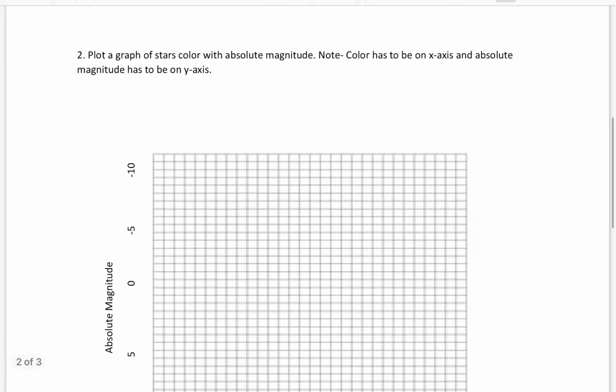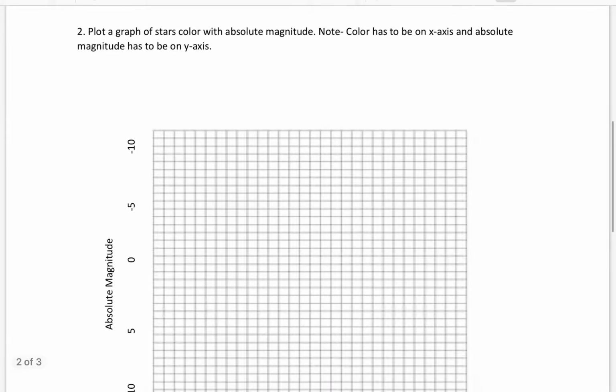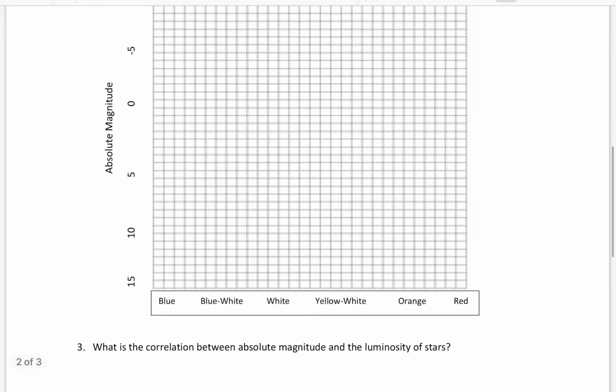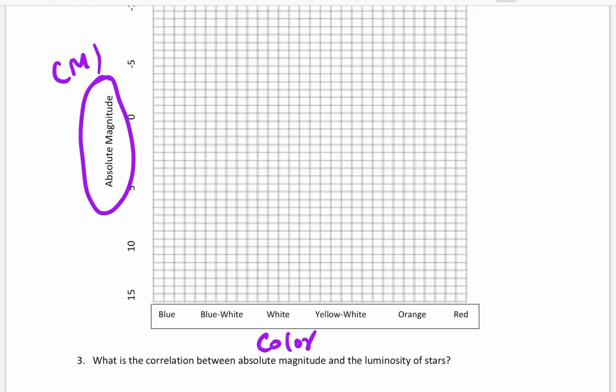Okay, so now the most important part comes here: plot a graph of the color and the absolute magnitude. I'm not going to do it for all the stars; as an example I'll show you only a few of them, and the rest you have to do by yourself. So on this scale, on the x-axis we have the color, and this is the absolute magnitude, which we denote by capital M.